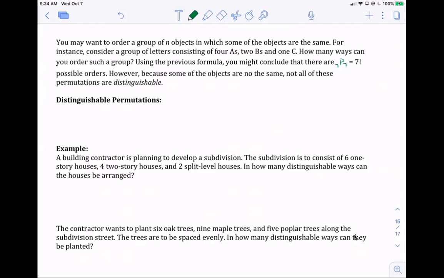So what that means, distinguishable permutations, is where n1 are of one type, and n2 are of a second type, and so on.